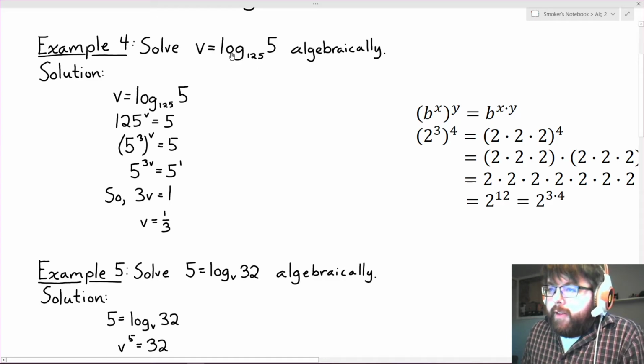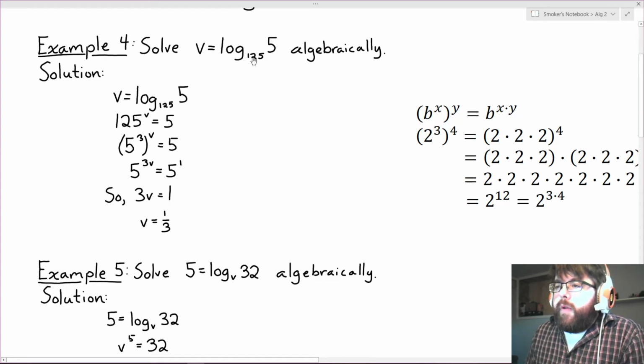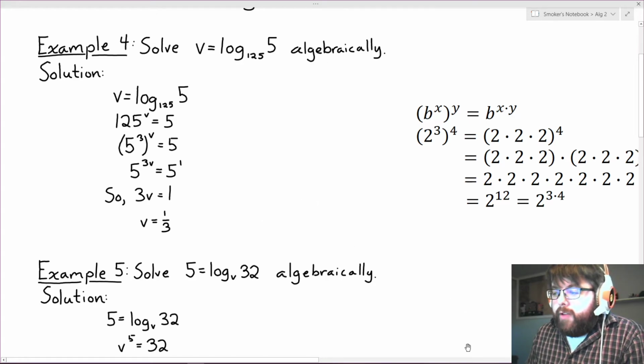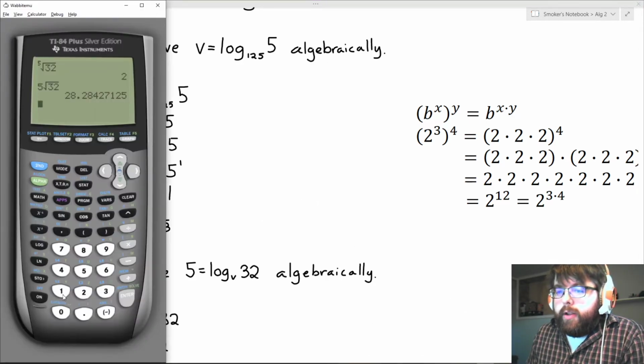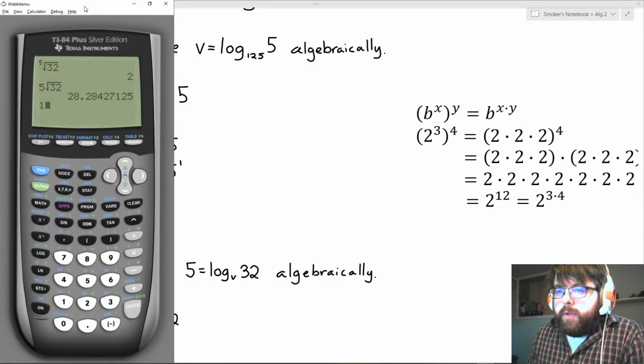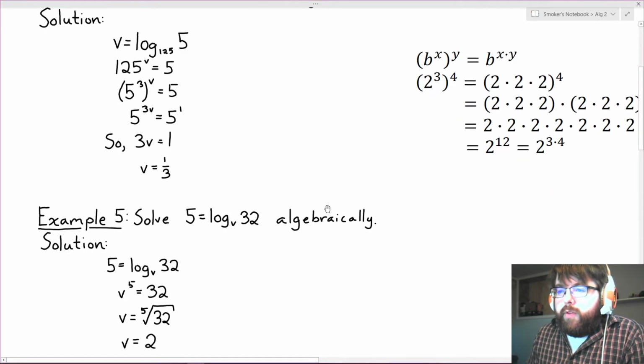And if you're looking at this log, you're asking yourself, 125 to what power gives me 5? And the answer is the power of 1/3. 125 raised to the 1/3 power gives me 5. See how that worked out? Which is the same as a cube root, by the way, another rule of exponents.